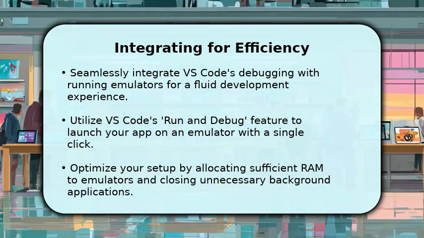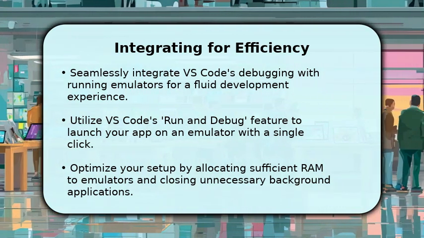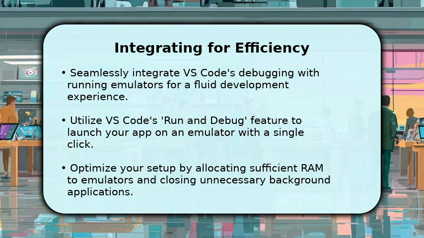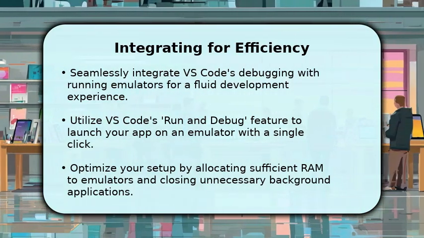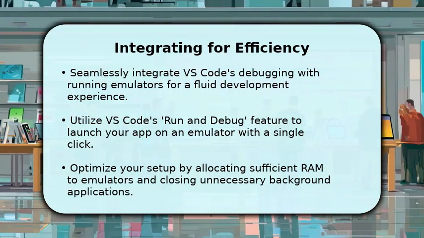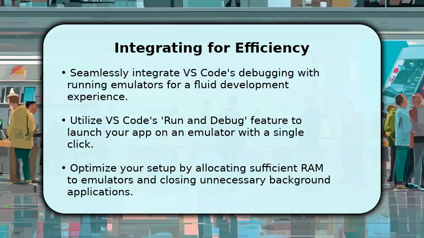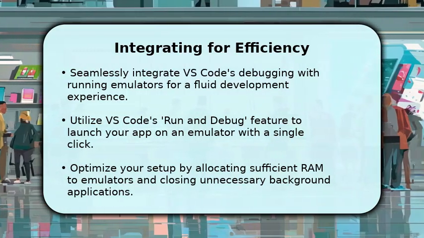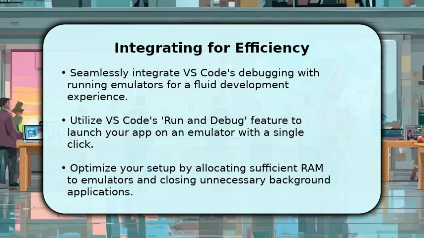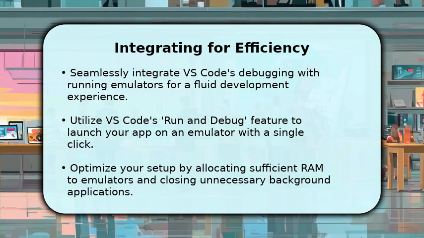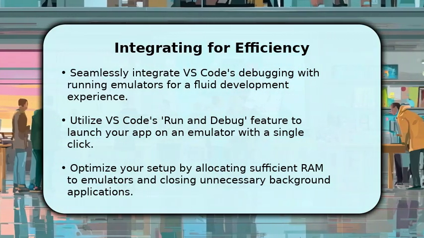The true power comes from integrating VS Code with your chosen emulator. You can launch your React Native application directly onto an emulator from within VS Code, enabling a seamless debugging experience. For optimal performance, ensure your development machine has at least 16 gigabytes of RAM, especially when running multiple emulators simultaneously. This combination allows for rapid code changes and immediate testing, significantly accelerating your development cycle. Together, they form a highly efficient and productive environment for building outstanding mobile applications.